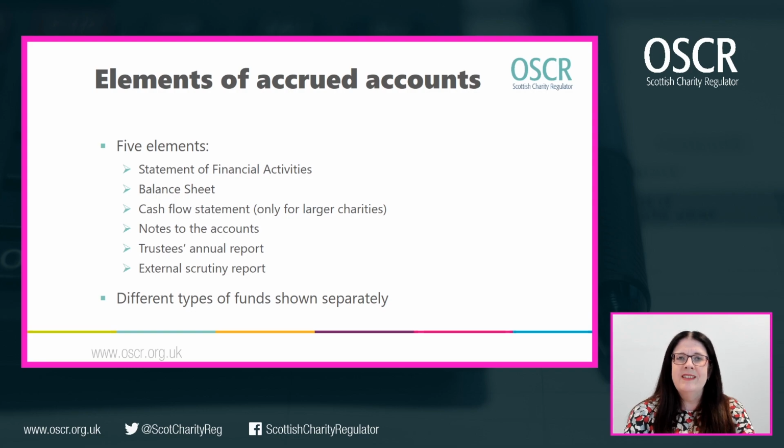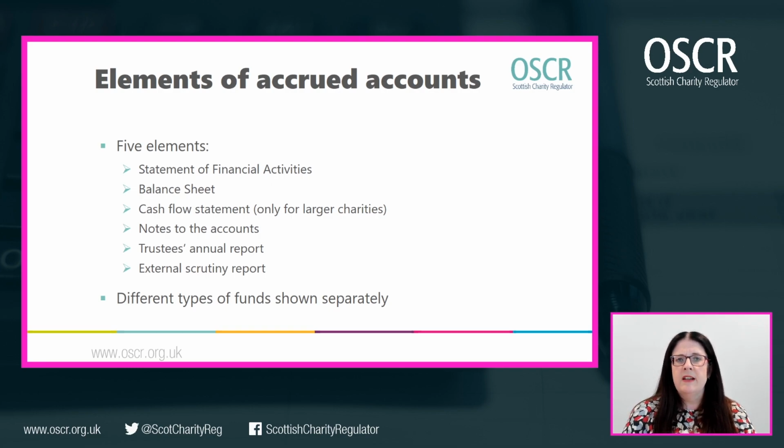Let's then go on to look at the detail of accrued accounts. There are 5 basic elements that will apply to every set of accrued accounts. So each set will include a statement of financial activities, a balance sheet, notes to the accounts, a trustee's annual report, and also an external scrutiny report.